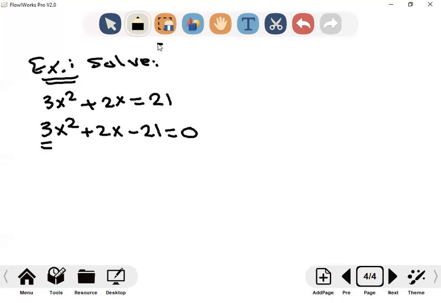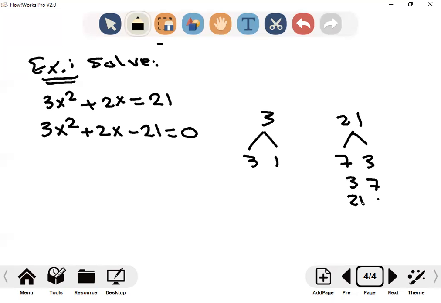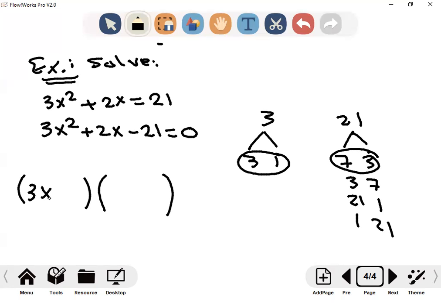Okay? So here I need to use our way. Now I will take the 3 and I will take 21. 3 by 1, right? 21: 7 times 3, 3 times 7, 21 times 1, 1 times 21. Are there others? No. 21. Multiplication table, right? Okay. Let's find the choices. 3, 1 and 7 with a 3, right? 3x, 1x, 7 with 3.